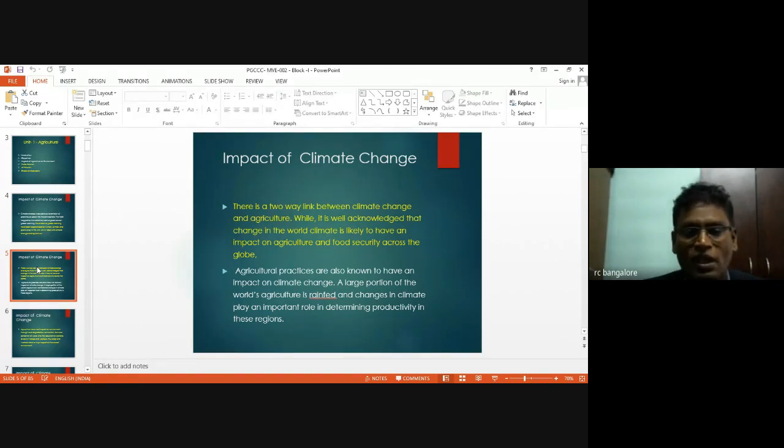A large portion of the world's agriculture is rain-fed, and change in the climate plays an important role in determining the productivity of these regions. What will happen? When the climate change takes place due to the environmental impact, simultaneously its impact can be seen in the productivity of agriculture.